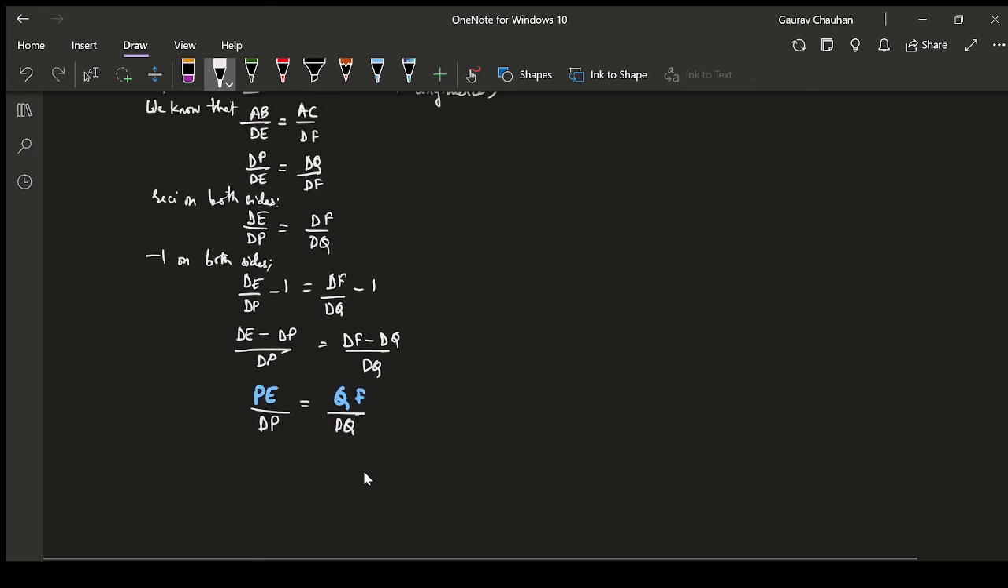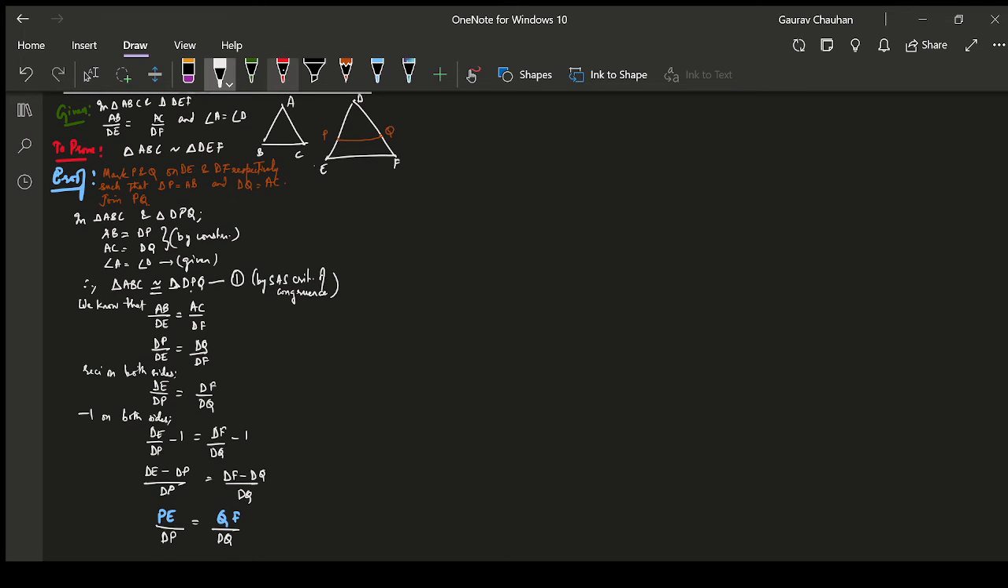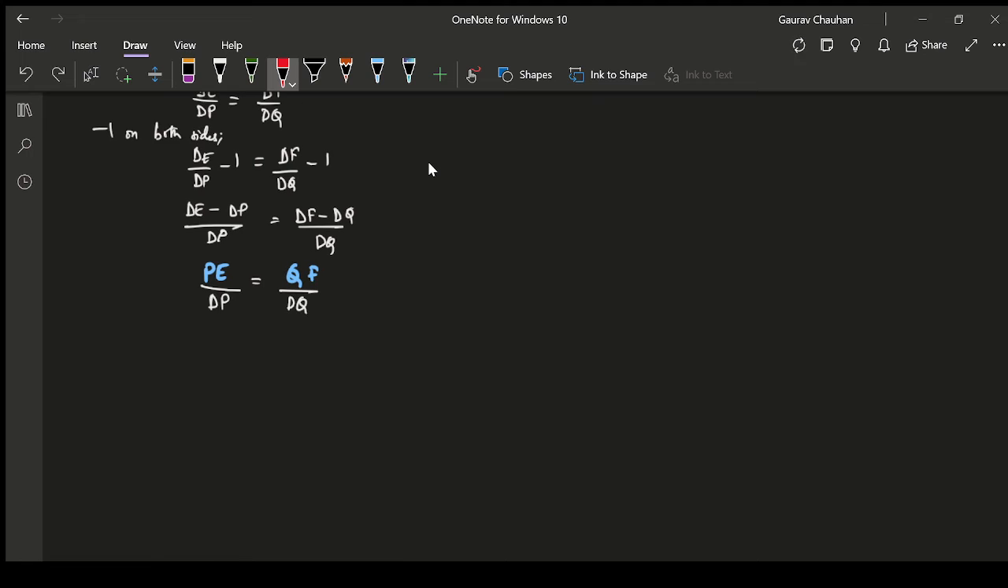Now let's look at the diagram. Back to the diagram. PE by dP. How much is PE? PE is this part. PE by dP is equal to QF by dQ, which is essentially that, and essentially PQ is a line which is dividing DE and DF in the same ratio. Hence, by the converse of basic proportionality theorem, PQ has got to be parallel to EF. Therefore, we can say that PQ is parallel to EF by the converse of basic proportionality theorem.